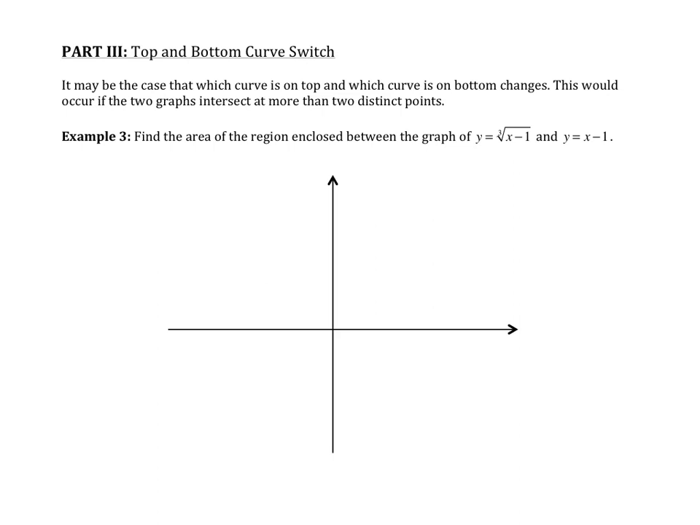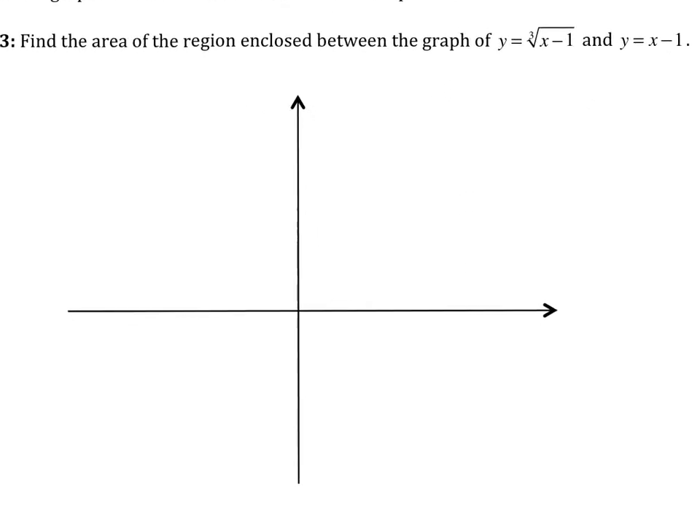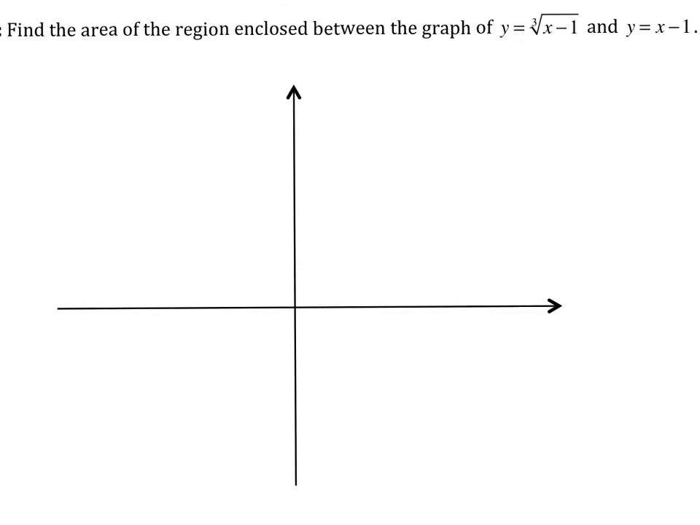Okay, so this is exactly what it sounds like. Sometimes which curve is on the bottom and which curve is on the top are not necessarily consistent throughout the course of the problem. And like I say in this paragraph, this usually happens if the graphs intersect in more than 2 places. All right, let's take a look at this right here. Find the area of the region enclosed between these 2 graphs.